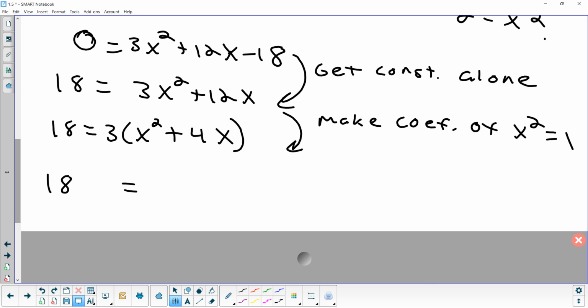So I'm going to leave a little bit of room after the 18 because I'm going to add something. I'm going to have 3x squared plus 4x, and leave a little bit of room because you're going to add something there.